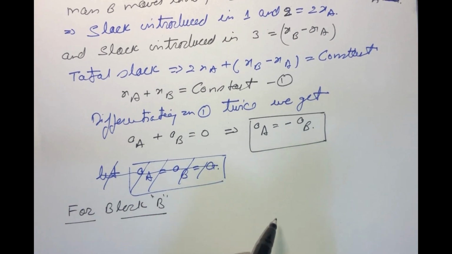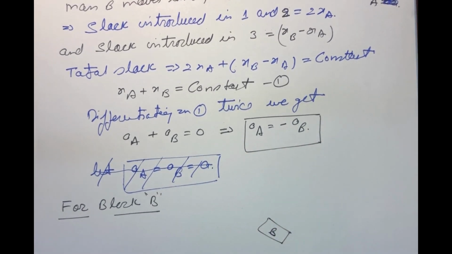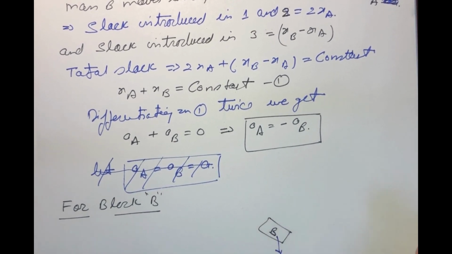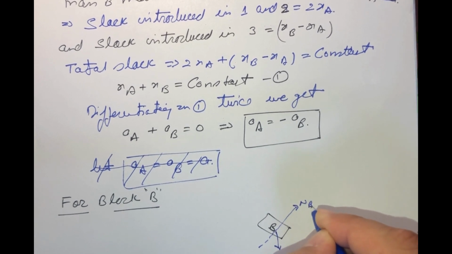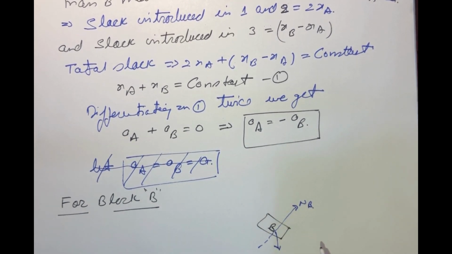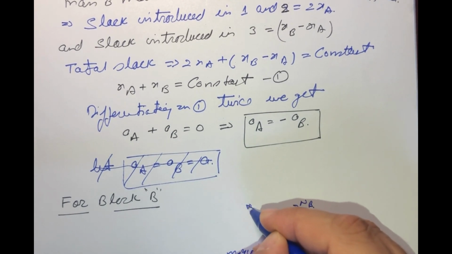we have a block B, and we have MBG in the downward direction, and let us suppose the normal is given as NB. This angle is theta, which we can put later on as 30 degrees, so we can divide this as MB G cos of theta, and MB G sine of theta, and we are going to have tension T in the upward direction.